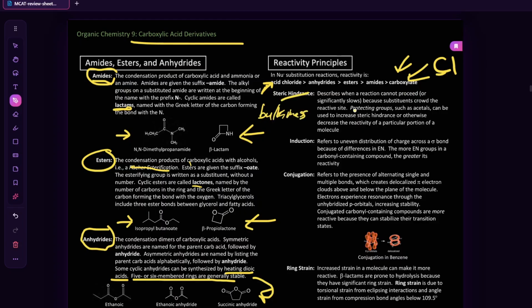In 3D space. And so reactivity isn't always about the leaving group, though. There are other factors, right? So there's steric hindrance, where bulky substituents crowding the reactive carbon can slow a reaction down. So protecting groups such as acetyls can increase steric hindrance or otherwise decrease the reactivity of a particular portion of the molecule. So that's how protecting groups are also relevant to that.